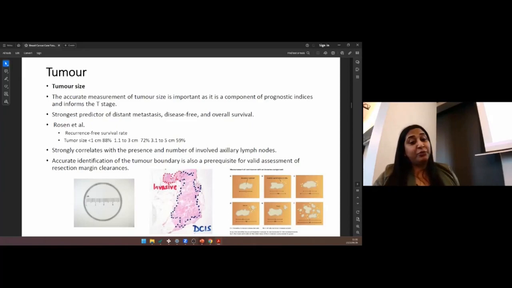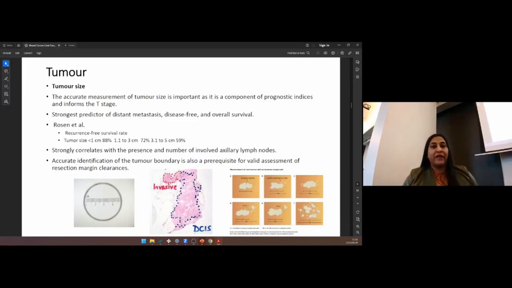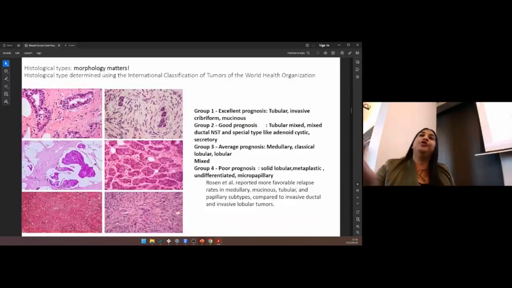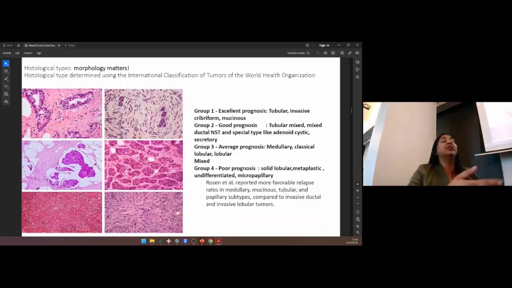Accurate identification of tumor boundary is also a prerequisite for valid assessment of resection margins. And we all know how important resection margins are. Francois is very particular about making sure that the margins are adequate. He's also asked us now to include the size of the tumor or DCIS that's involving a particular margin, because he's told us about a few studies where the recurrence rate is actually higher if you have more than, is it a 4 millimeter margin that's involved, and if it's less, then it's probably not feasible to go back to remove more tissue.